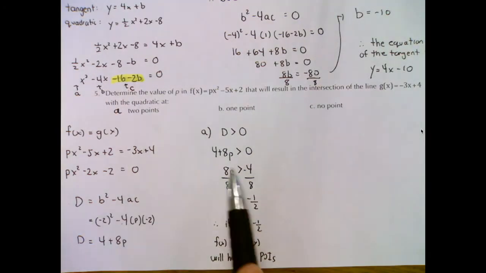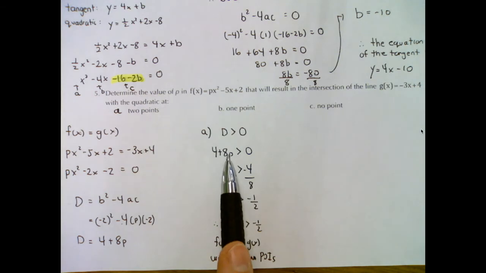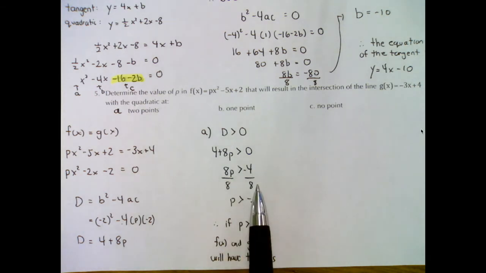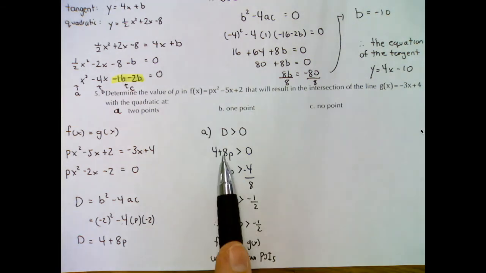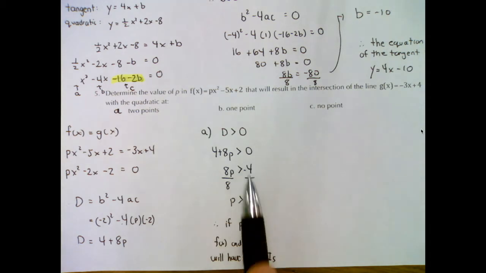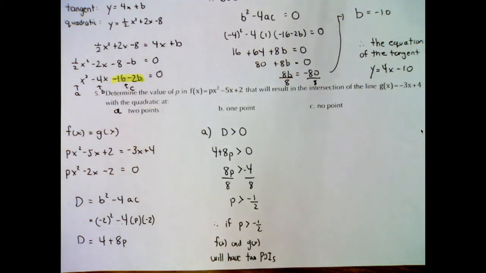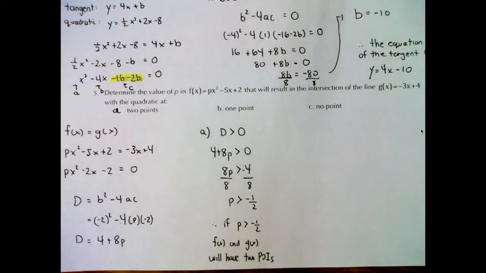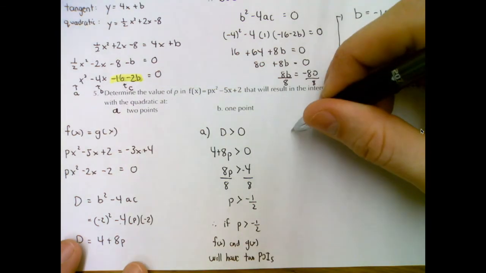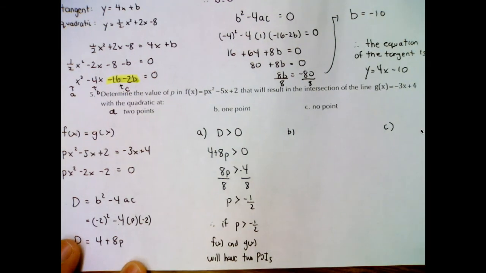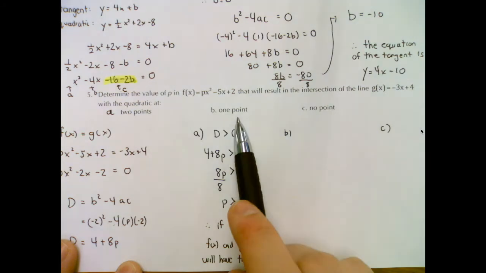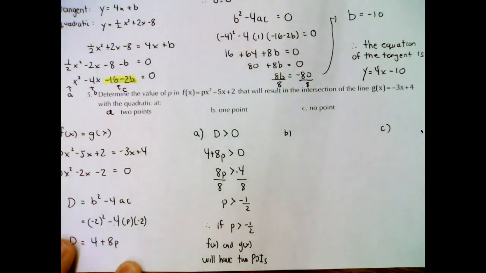Notice when I was solving my inequality, I didn't move the 8p, make it negative, and divide by a negative. We discussed in class that dividing by a negative would flip the inequality. So just be careful. If you're going to move the 8p, make it negative, and you divide, make sure you flip the inequality, because we do need to end up with the solution p is greater than negative 1/2. Okay? I'll get you to try B and C, and tell me when there would be 1 point and no points of intersection.